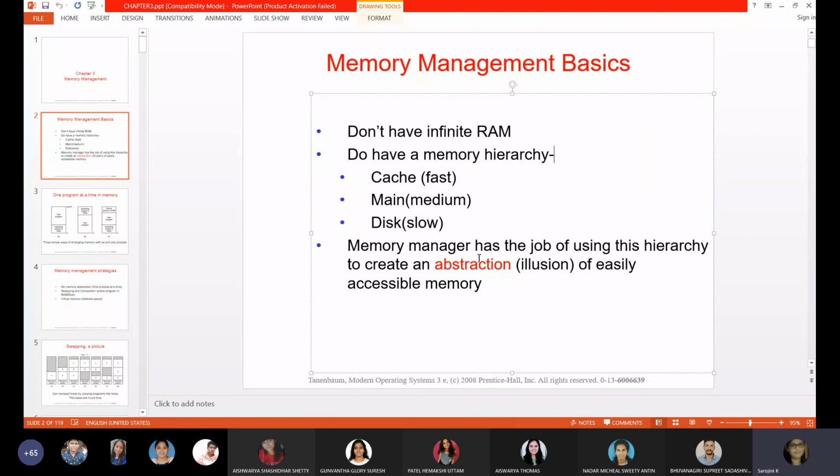So the memory manager has the job of using this hierarchy. The memory manager is part of the operating system, just like the scheduler is part of the operating system. The memory manager is a program segment in the operating system that only handles memory management related tasks.